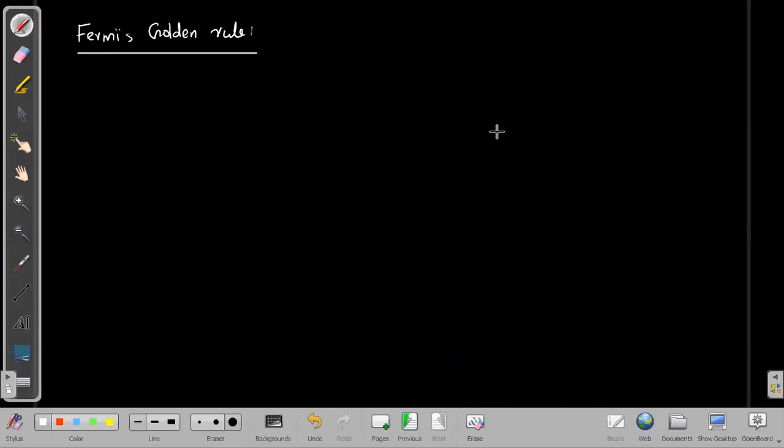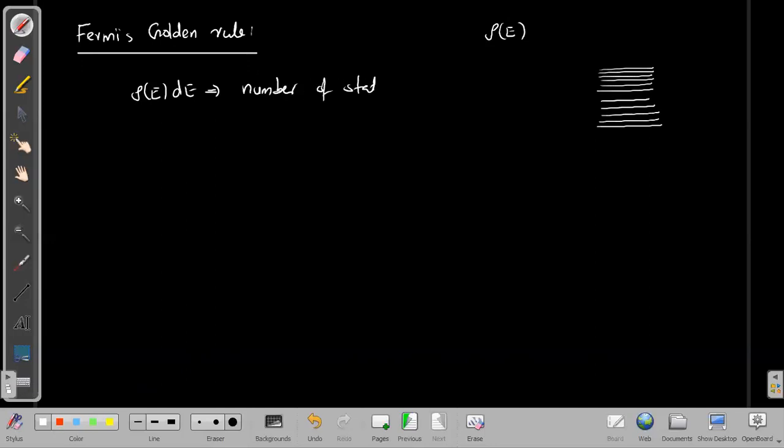Suppose you have a continuum of energy levels, so a very large number of energy levels here. Then if you have a continuum of energy levels, it is customary to define the density of states, usually denoted by the symbol rho E. So rho E times dE is the number of states between E and E plus dE.